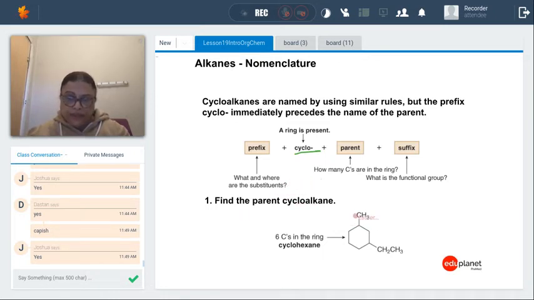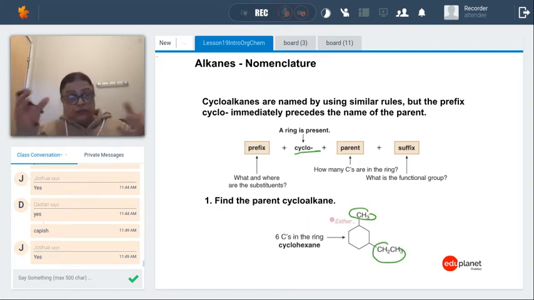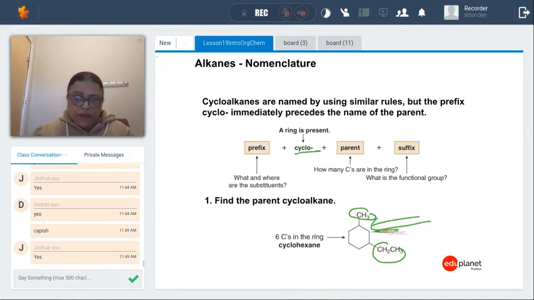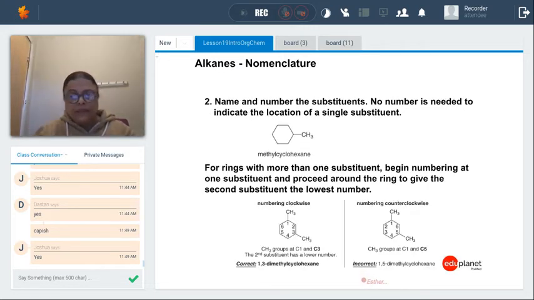So what if I have a cyclo with a branching? So what do I have here? I have methyl and an ethyl. So I need to stick to the same rules. So this is not an unbranched ring, it is a branched ring. So how do I name a branched ring? Okay, let's have a look. How do I name a branched ring?